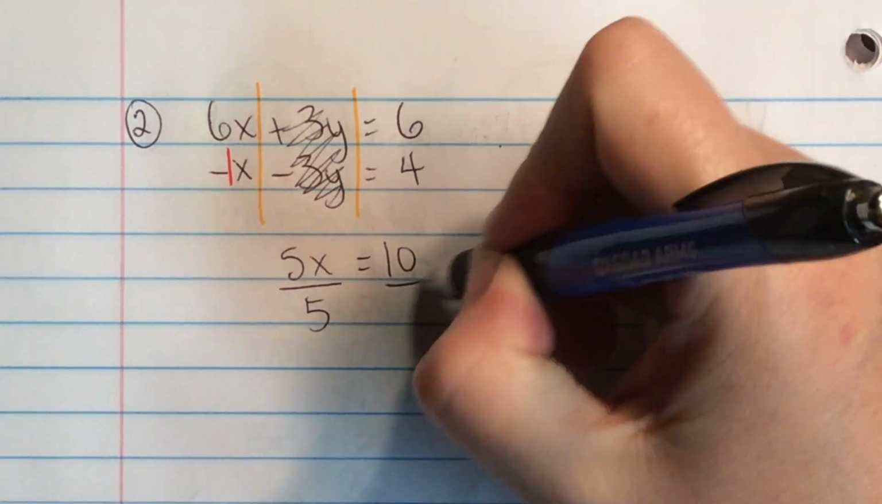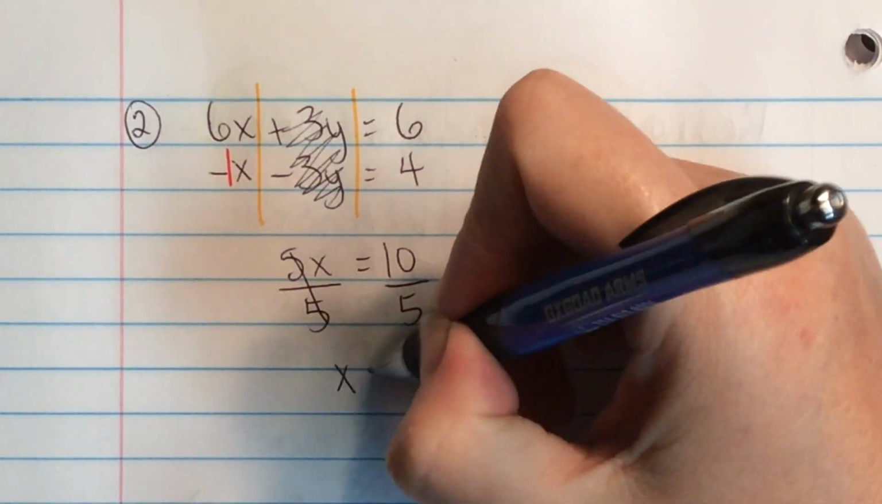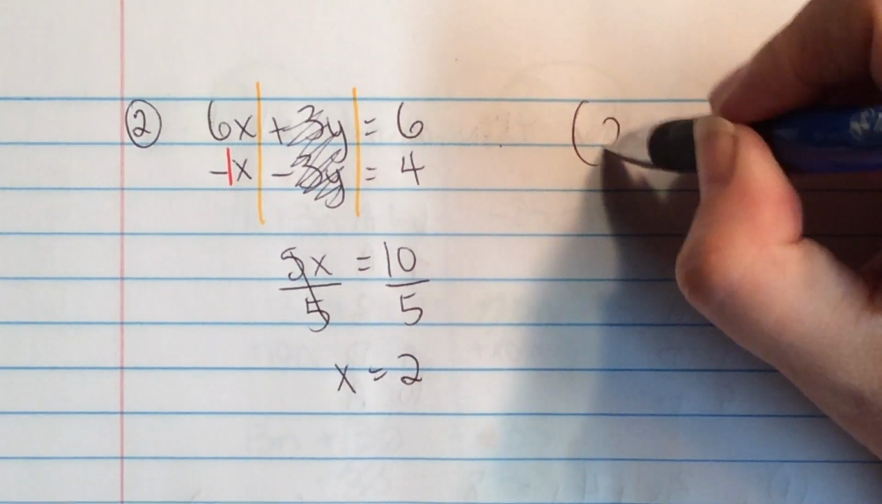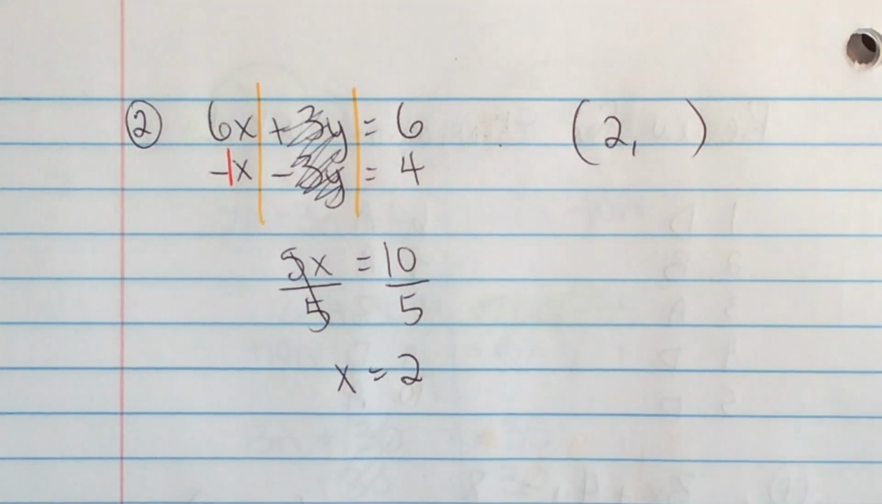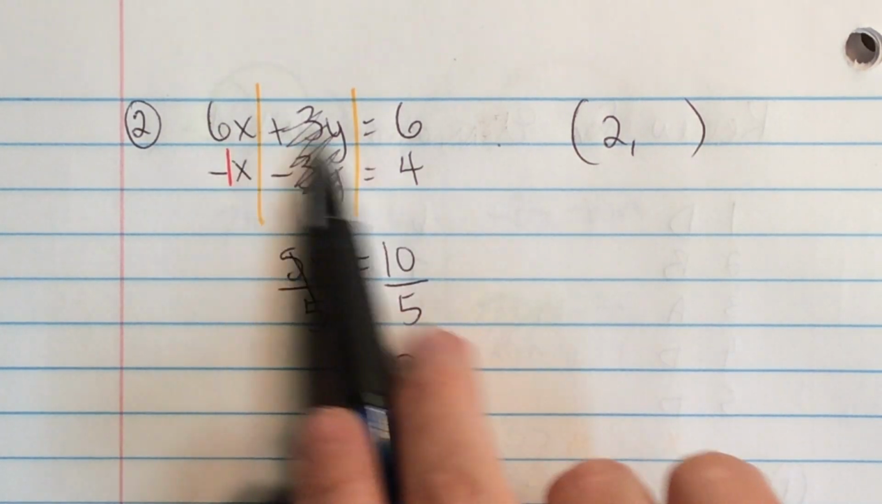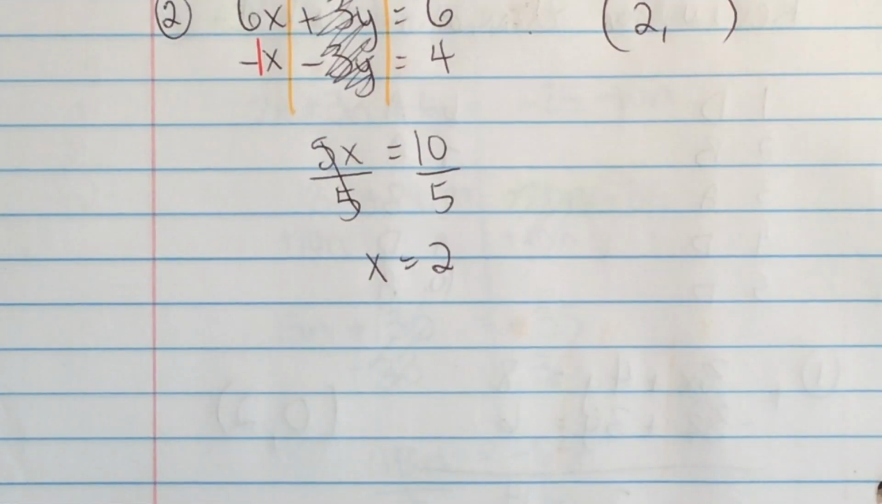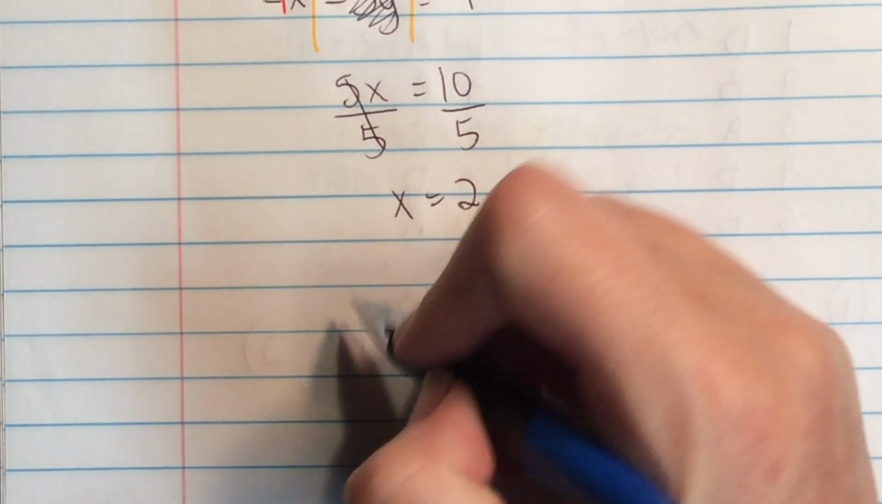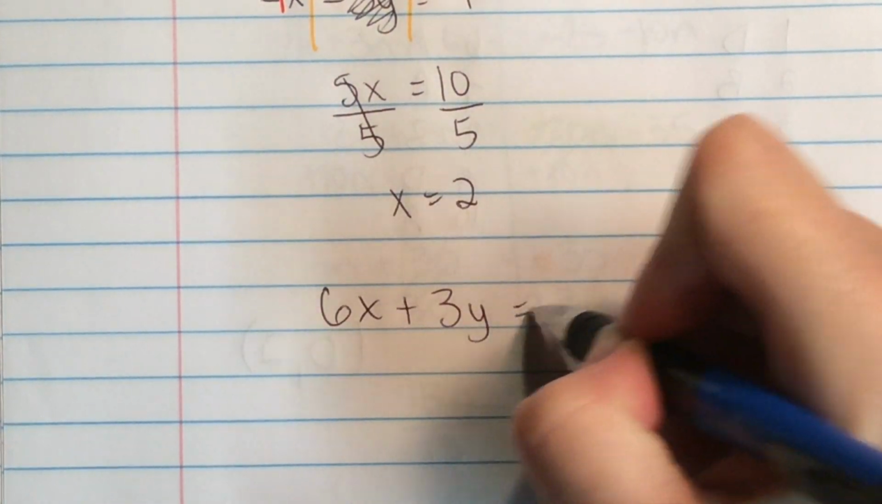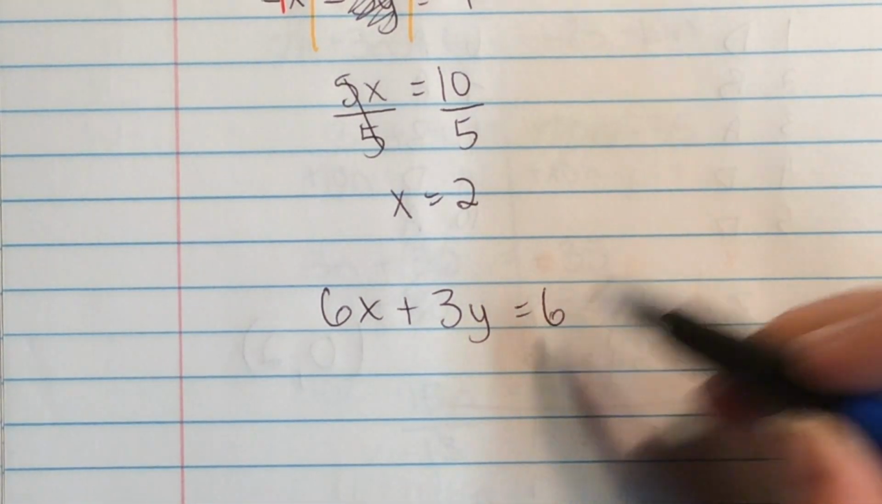And then we divide by 5, and I get that x is 2. So this time we know our first number, and now we're looking for the y value. I'm going to use the top equation again. It looks easier this time as well. So I'm going to rewrite it: 6x plus 3y equals 6.